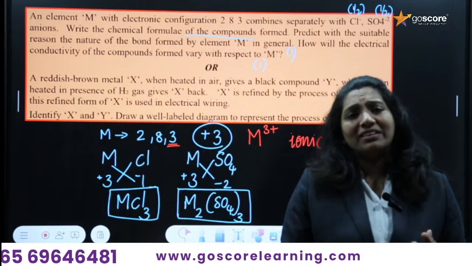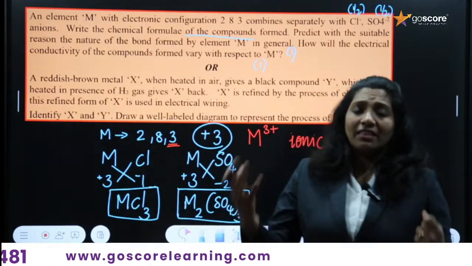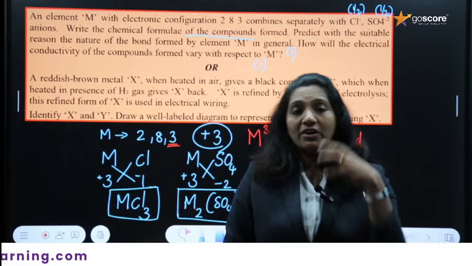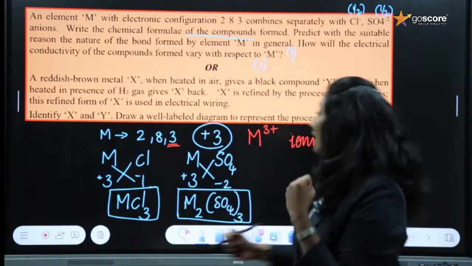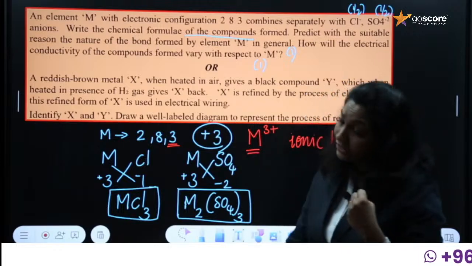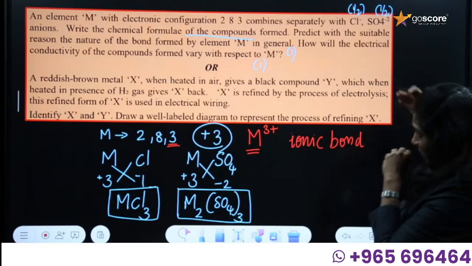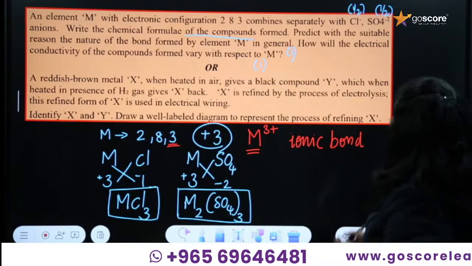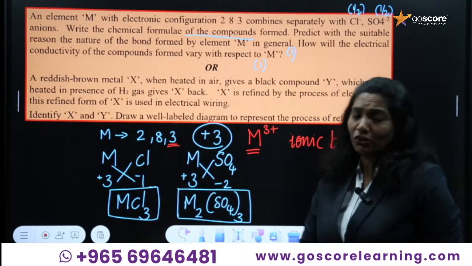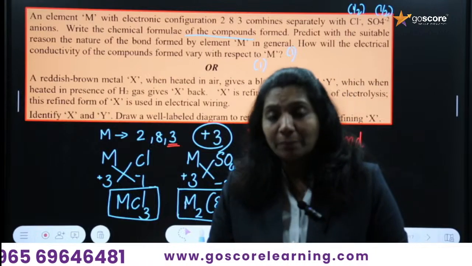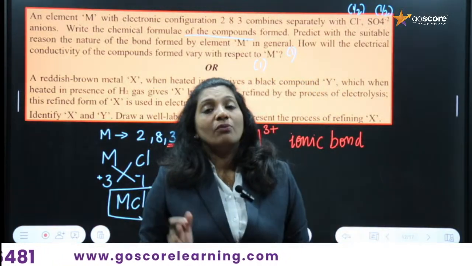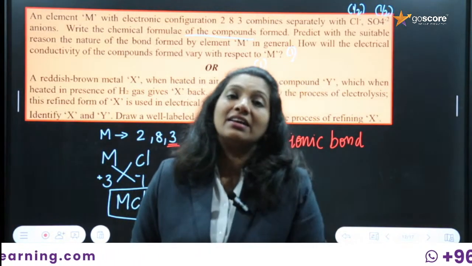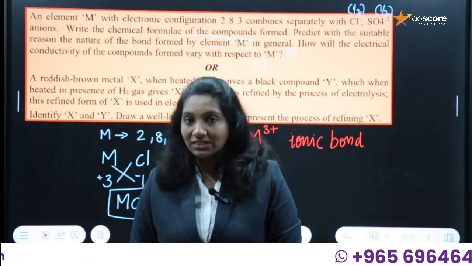We know clearly that opposite charges attract each other, and the cation and anion will attract each other. The cation is formed by losing an electron and the anion is formed by gaining an electron. And as here the metal M has the tendency to lose electrons, the nature of the bond formed by element M in general will be ionic bond, right? And what about the electrical conductivity of the compound? We know clearly that ionic compounds in their solid state will not conduct electricity, but in their molten state and in aqueous solution, they can conduct electricity, right?